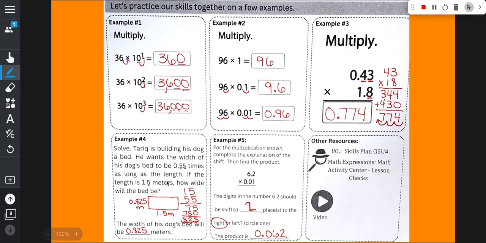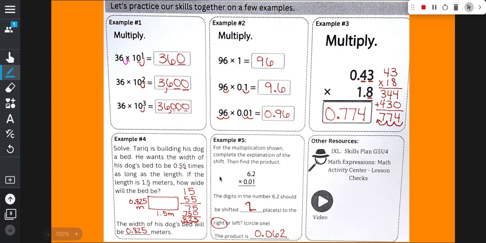For the next one, Tyreek is building his dog a bed, and he wants the width of his dog bed to be 0.55 times as long as the length. If the length is 1.5 meters, how wide will the bed be? So we know the length is 1.5, so we're going to multiply these together. We forget about the decimals, we multiply, then we count how many digits. The 5, and another 5. That's 3 digits, so we're going to move the decimal in 3 spots. And we end up with an answer of 0.825 meters.